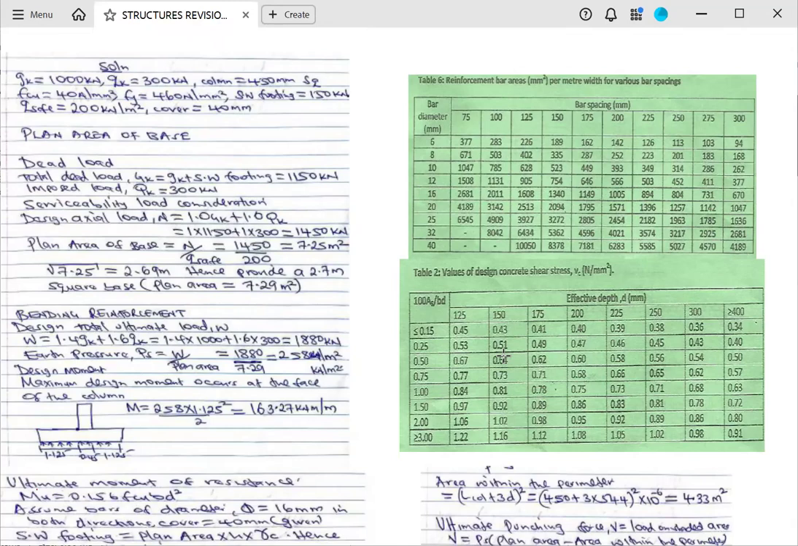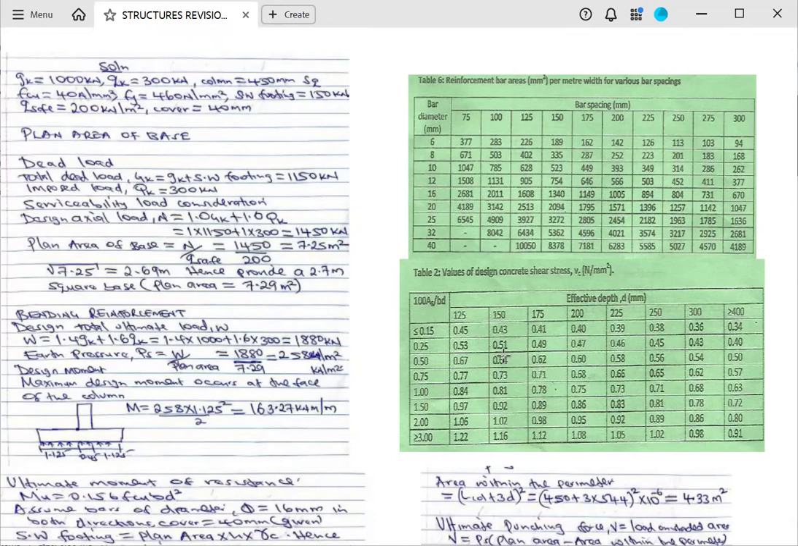Then plan area of base now will be equivalent to the design axial load based on serviceability load consideration divided by the safe bearing capacity of soil. Here we use it as Q safe. Now that is 1450 divided by 200, which will give us 7.25 square meter.